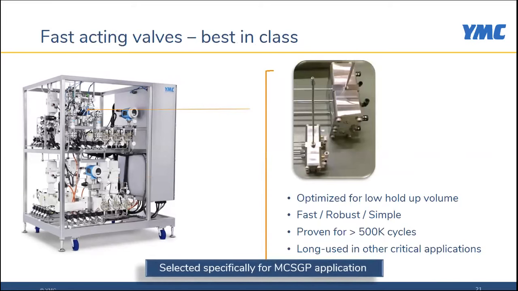The second component I want to highlight is the fast-acting valve. You can see these are very compact compared to the rest of the skid, and we stack 20 valves of them in this area. And in that way, the distance between the columns and the valves is minimal. So that optimizes for very low hold-up volume. The construction of the valve is very simple, yet it's very robust and operates very fast.